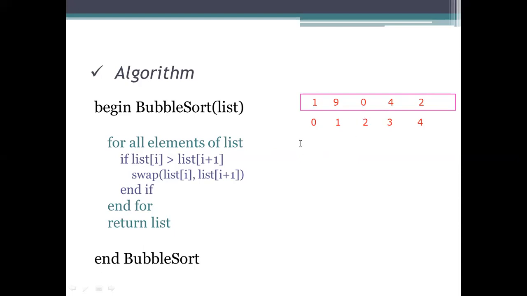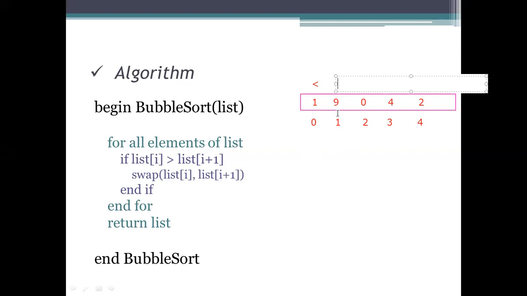The first element we are choosing for the processing is: if list of I is greater than list of I plus 1, we need to swap. If it is not greater, there is no need to swap. The element we are using is less than the present value, so no need to swap the values here. And we need to increment the I value. Now the incremented I value is 1.